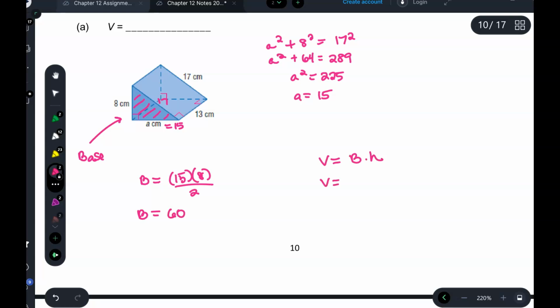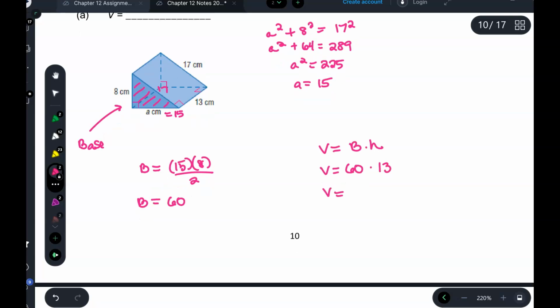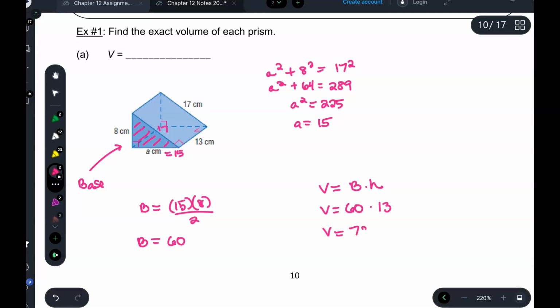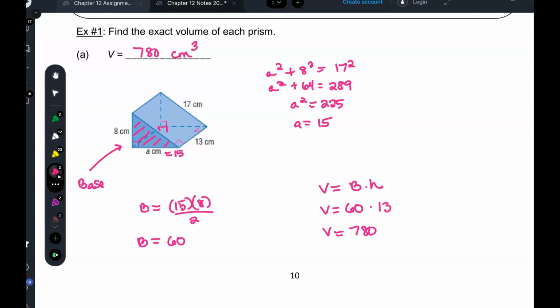Okay, so now for volume, we want to take the area of that base. So that's going to be 60 times 13. 780. Yeah, and it's just cubic centimeters. So we want to make sure all of our units now have a little 3 as our exponent. Good?